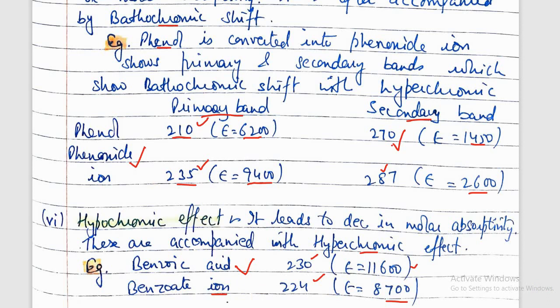So this is all about the important terms involved in UV spectroscopy. Next we will start with the numericals in UV spectroscopy.